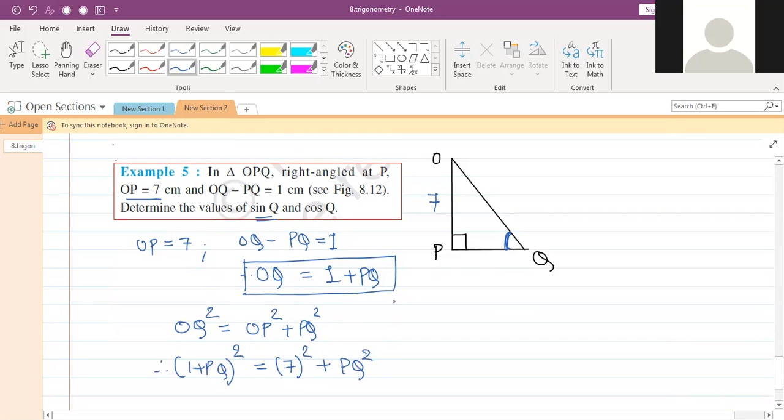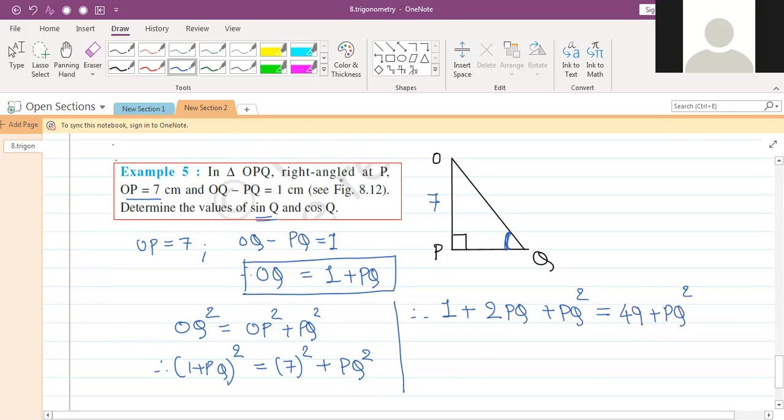Understand this step? Now here we can use the a plus b whole square formula, the algebraic identity, that is a square plus 2ab plus b square. That means 1 square is 1 plus 2 into 1 into PQ, that is 2PQ plus PQ square. Understand? And this is equal to 7 square, that is 49 plus PQ square.